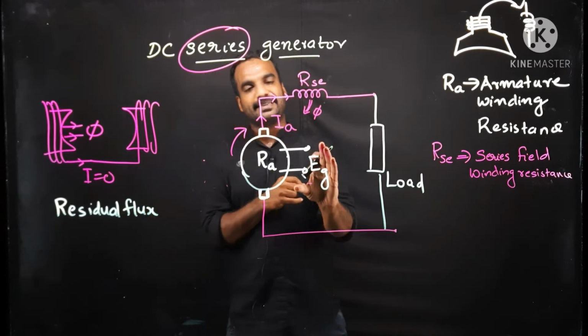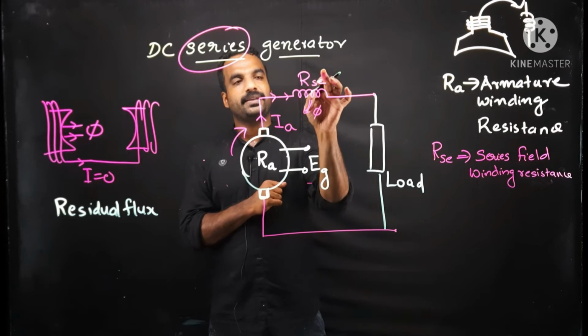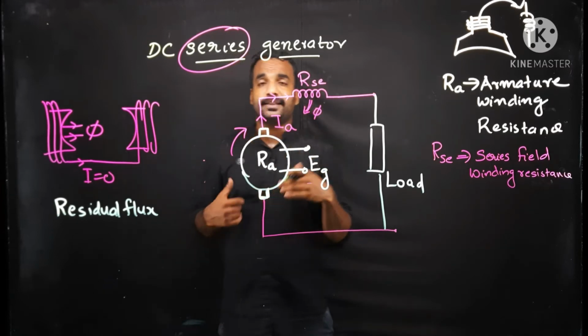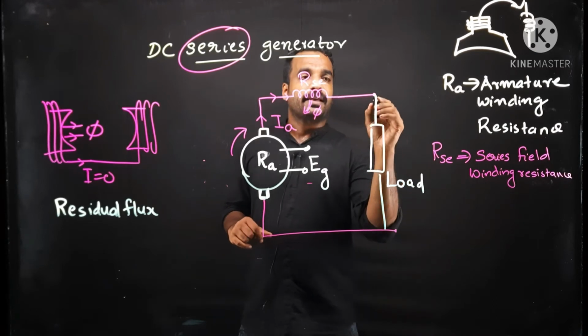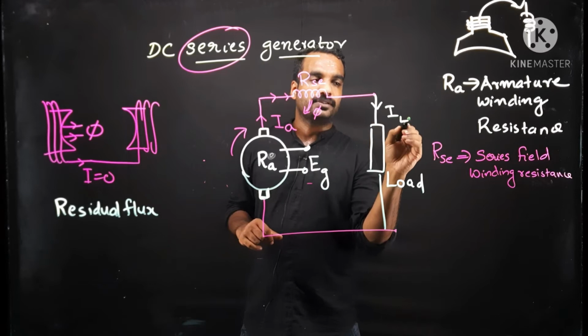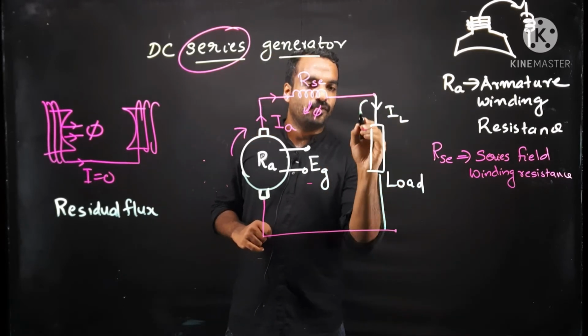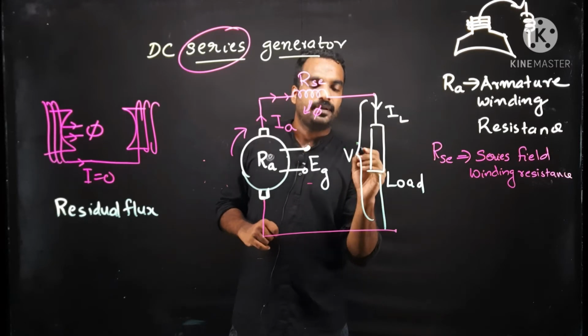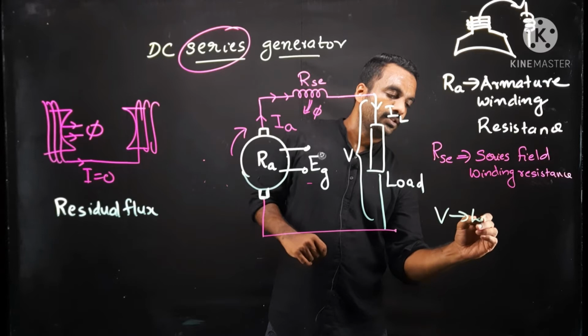So the generator is applying current to the load. Armature winding and field winding are in series because it is a series generator. Current will pass through the load also, that is known as load current. And we will get some voltage across the load. That voltage is known as load voltage.